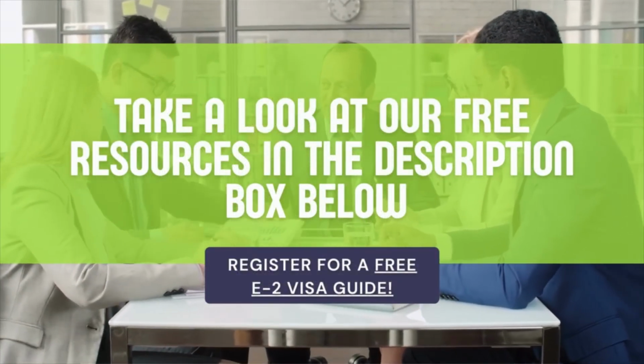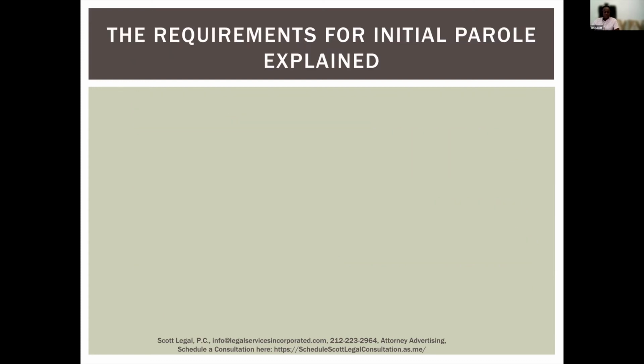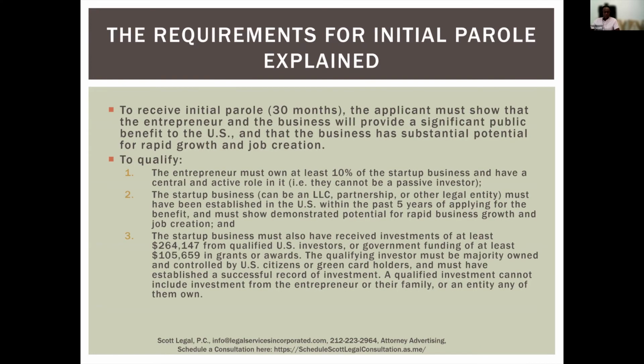And then he said, well, I'm well positioned to do this because he had investment, he had contracts, a business plan, a strategy, emails from prospective clients confirming interest in working with the company, and sufficient capital, sufficient investment to start this up. So, really concrete things to show that he was able to do it. And then he used the argument that we talked about for self-employment, to address prong 3.